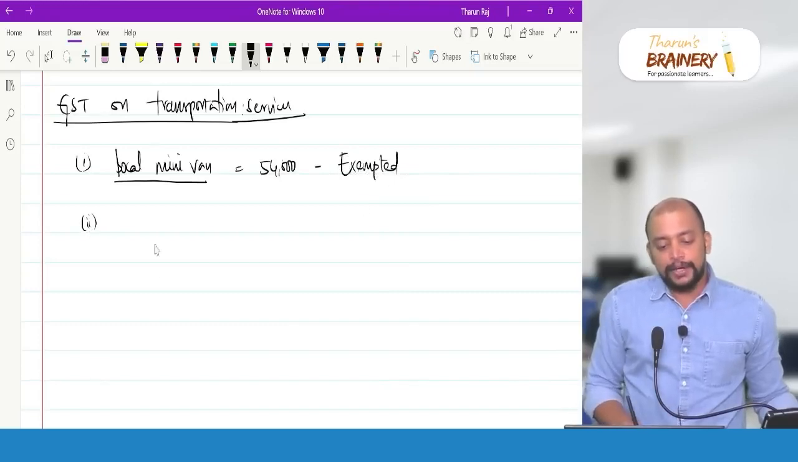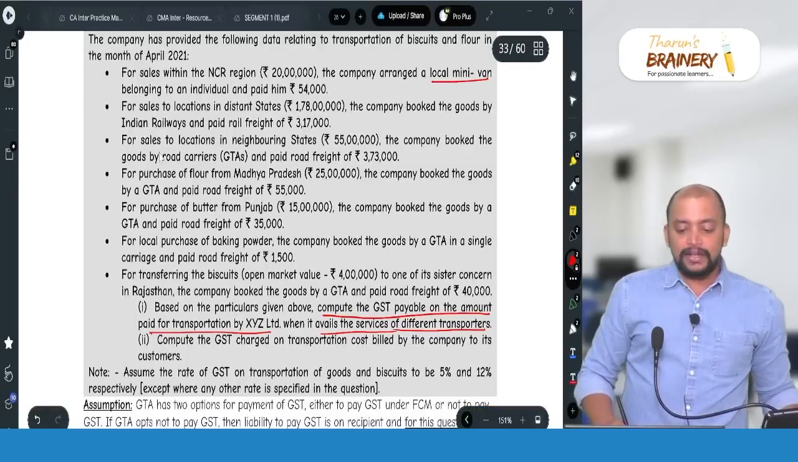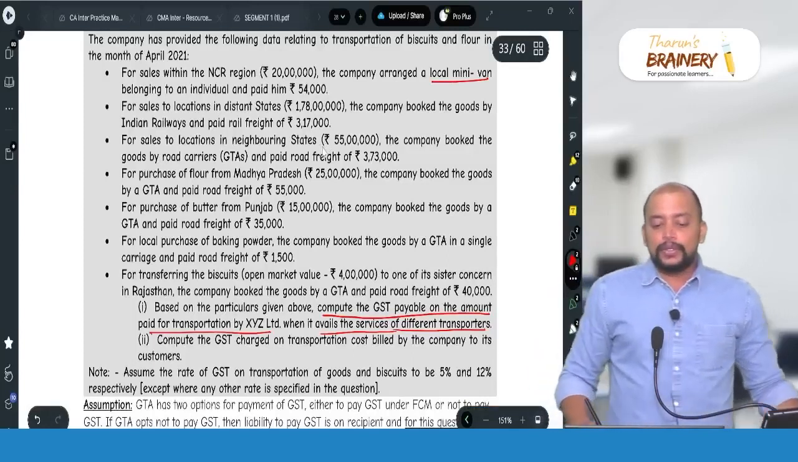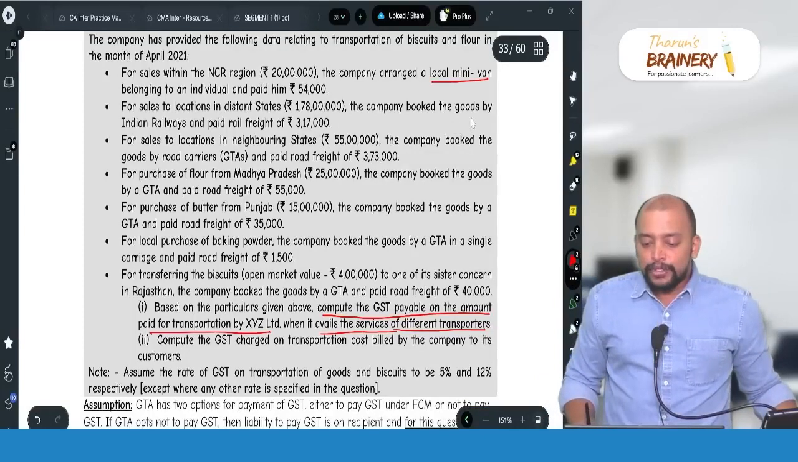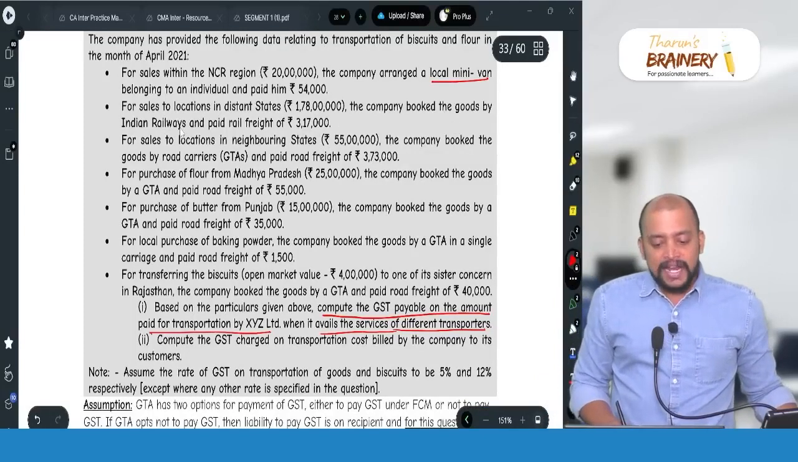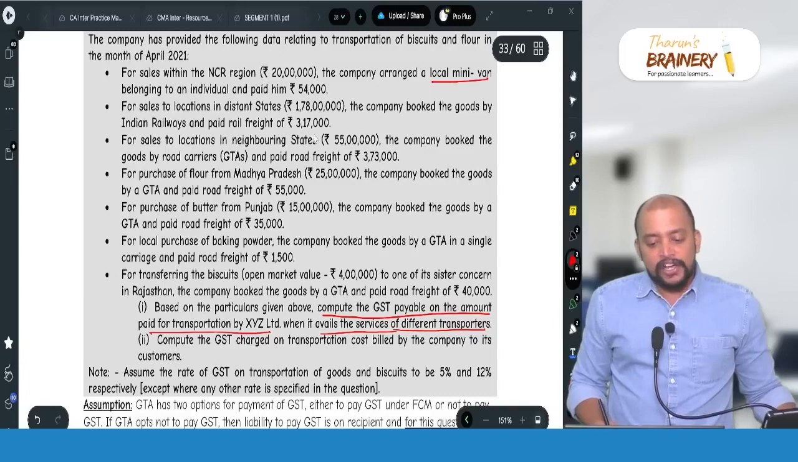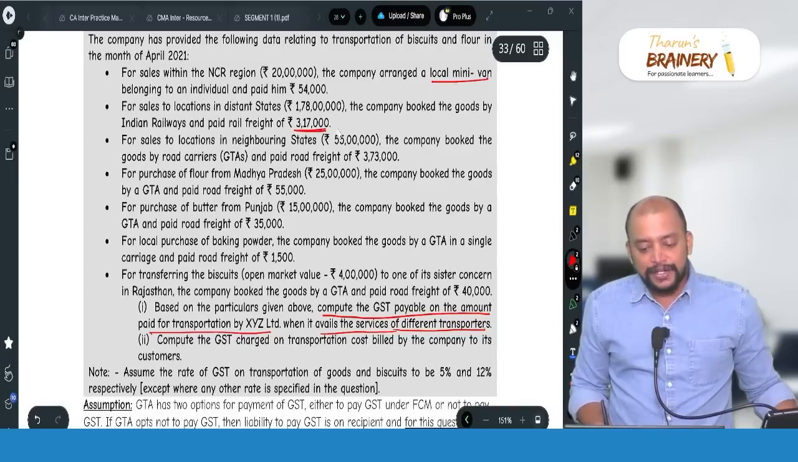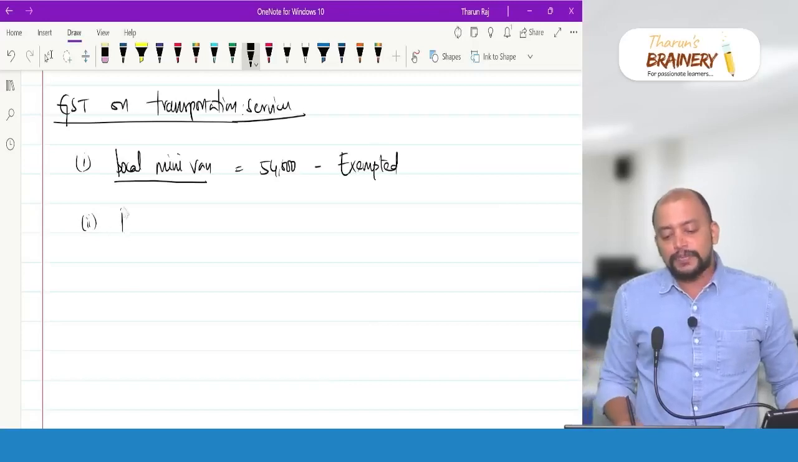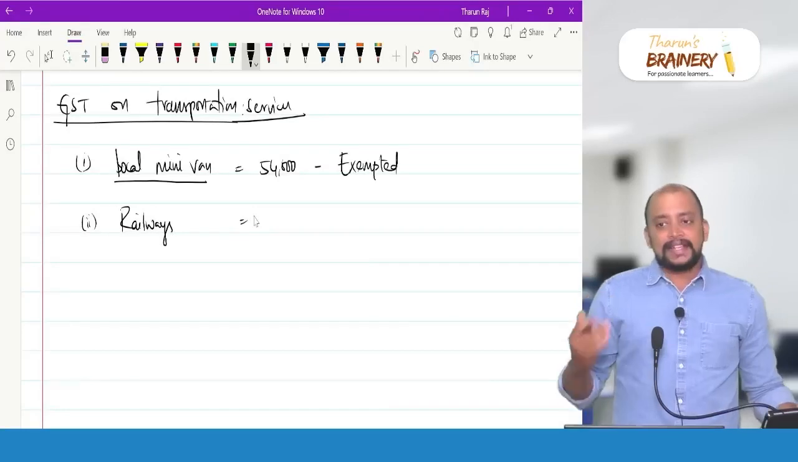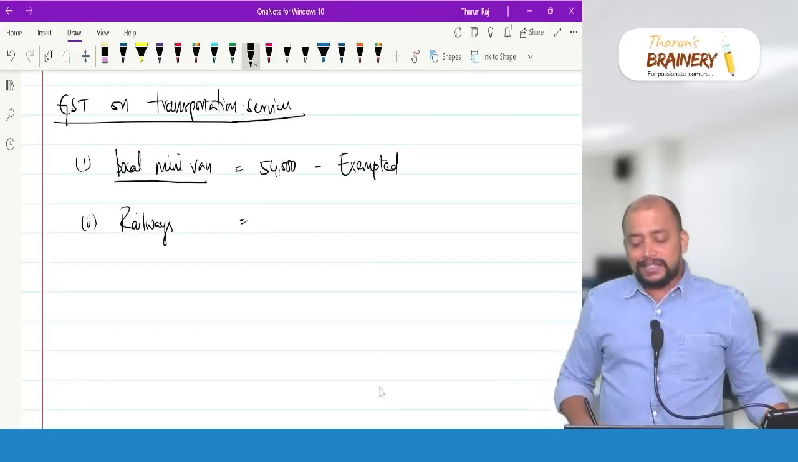Then, number two, the second one: for sales to locations in distinct states, the company booked the goods by Indian Railways and paid a rail freight of 3,17,000. So, transportation of goods by railways, only specified goods are exempted. Other goods will be taxable.